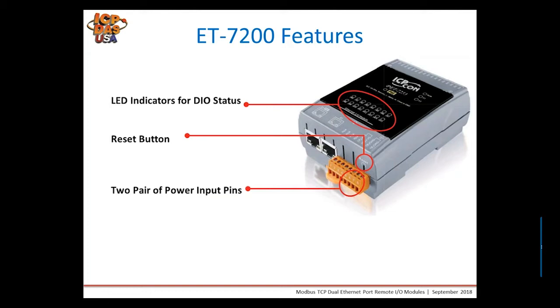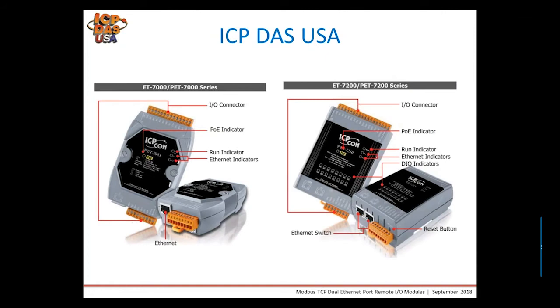Power on and safe values for outputs, and the ability to do I/O pairing, where the inputs on one module can mimic the outputs on a second module. And the ET7200 also has LAN bypass, so if power were lost to one module, the Ethernet communication would still go through to the third module in the illustration below.